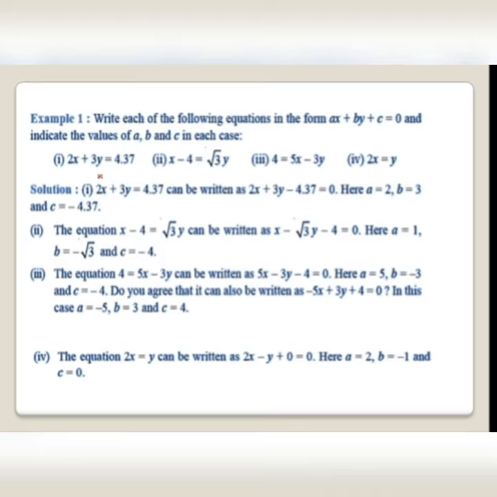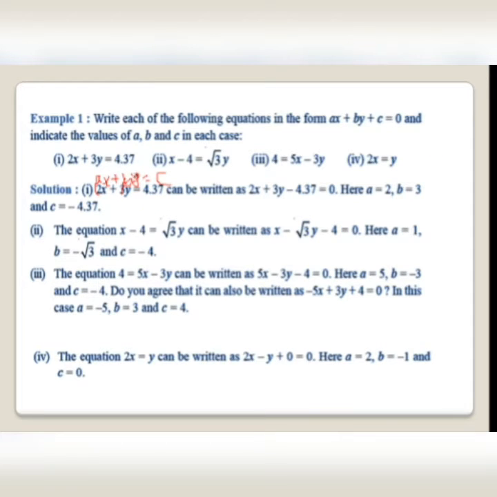So if I write my standard form above it, this is my ax, and then plus by. Writing with the mouse is a little bit difficult, so just manage with me. And this is C. Now if I compare, my A is 2, my B is 3, and C is 4.37.